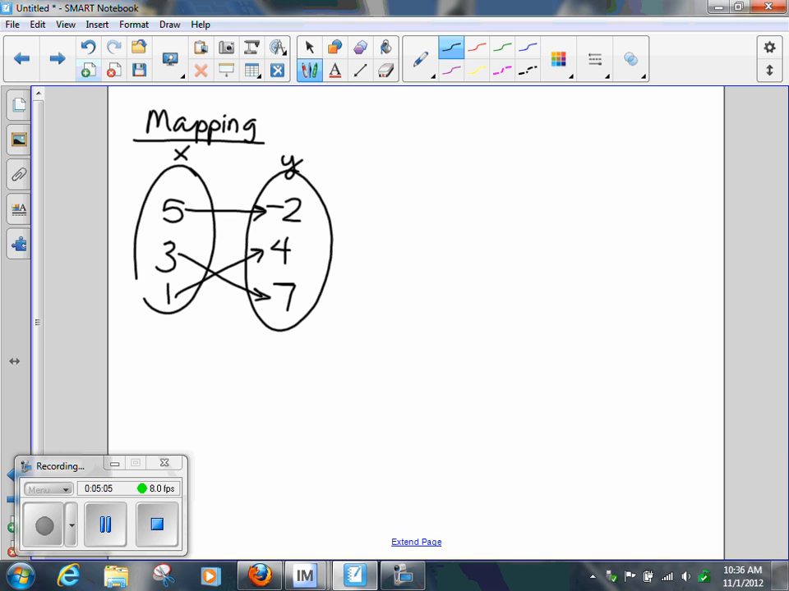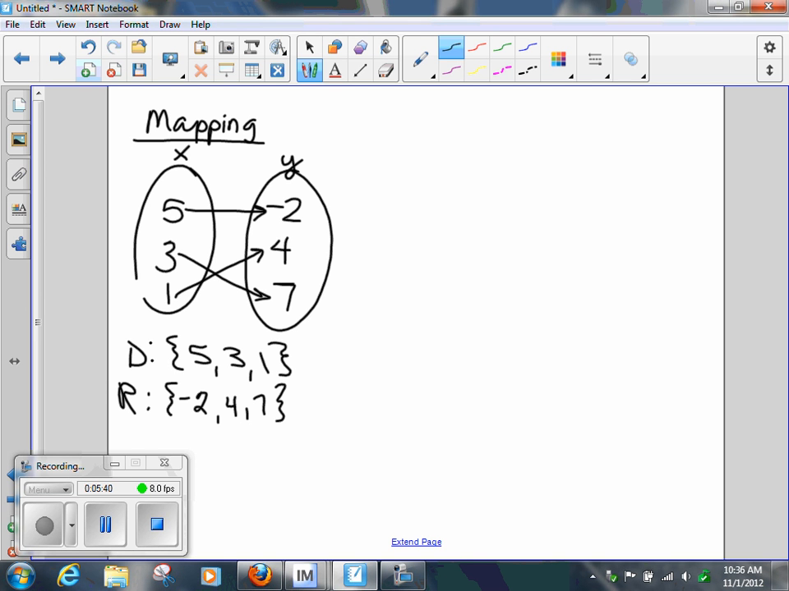Of course, the domain for that relation is what, folks? The domain would be what? 5, 3, and 1. The range would be what? -2, 4, and 7. Correct? It's pretty simple to figure out what the domain and the range is from a mapping.